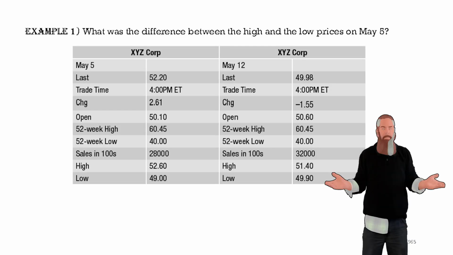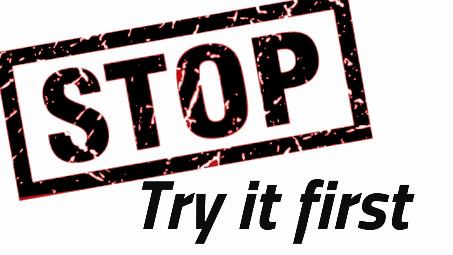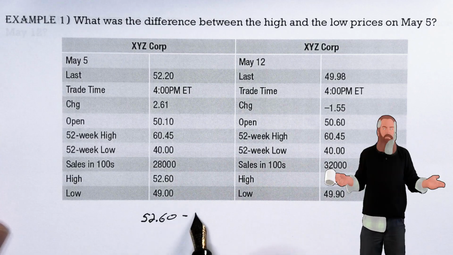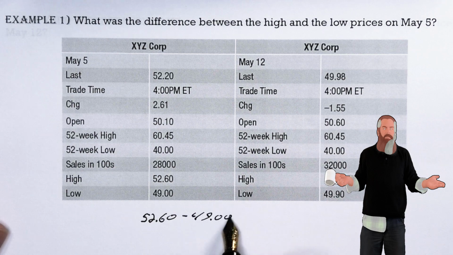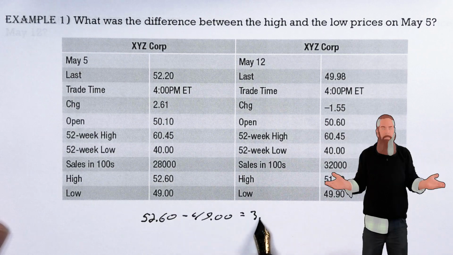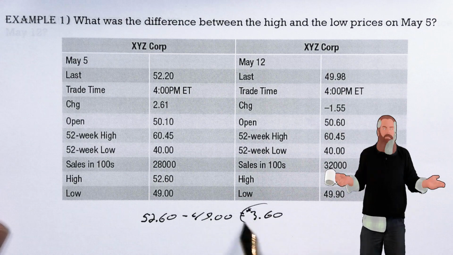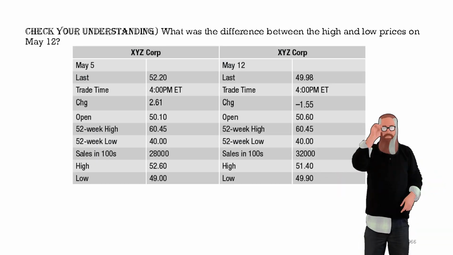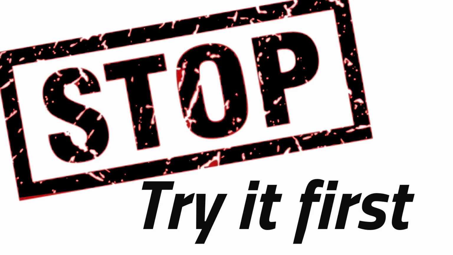Let's use some stock data and follow the daily progress of a corporate stock. Here we want to find the difference between the high and low prices on May 5th. What we want to do here is subtract that day's low from that day's high. We can find that we get $3.60. Let's check your understanding by checking the difference between the high and low price on May 12th.